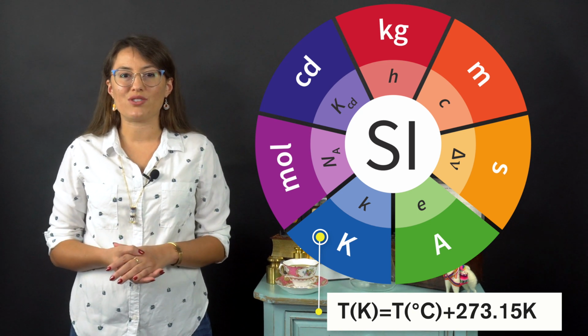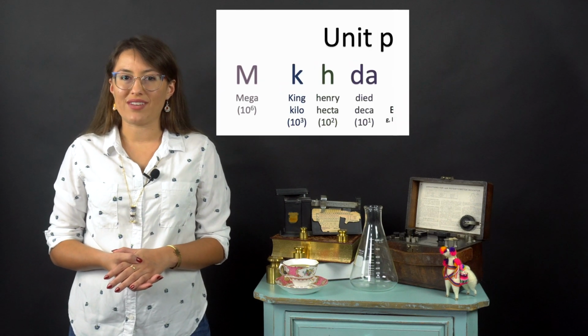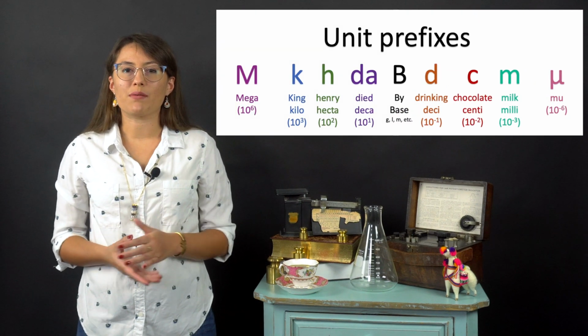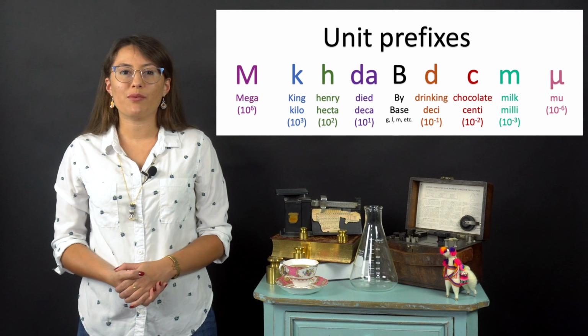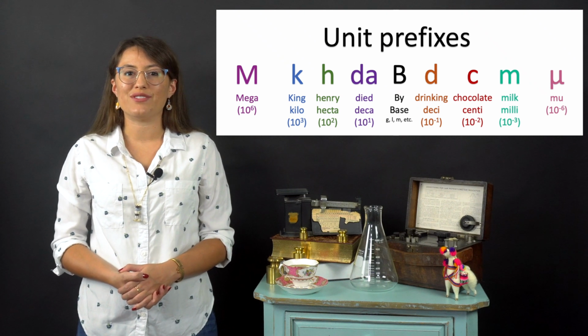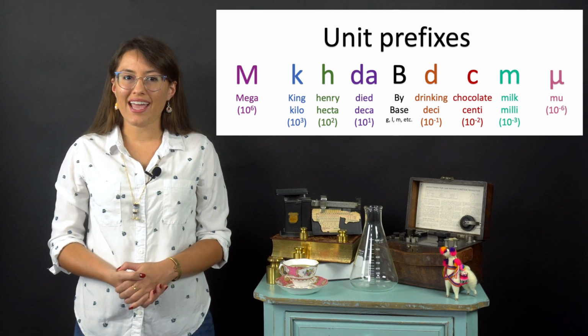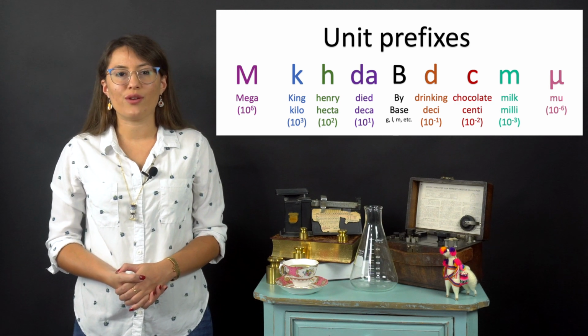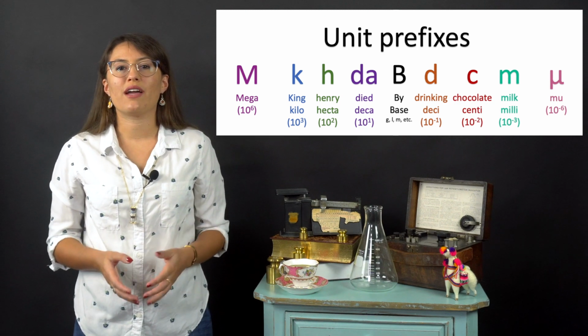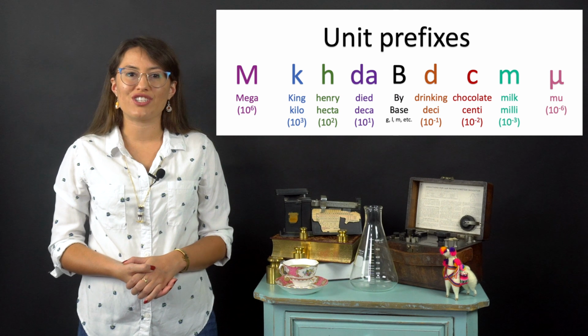In addition to these base units, we will also use unit prefixes, which are all based on powers of 10. Some examples of common prefixes are as follows, where each symbol refers to a magnitude such as kilo, denoted by the lowercase k and equal to 10 to the third or 1,000. These multipliers are important and you need to be proficient in using them.